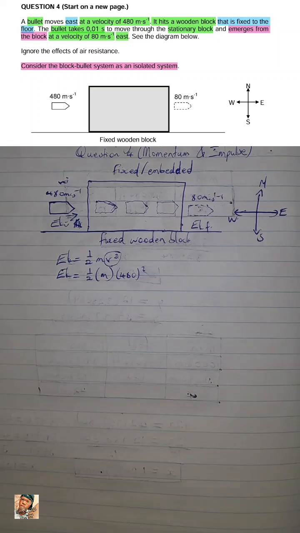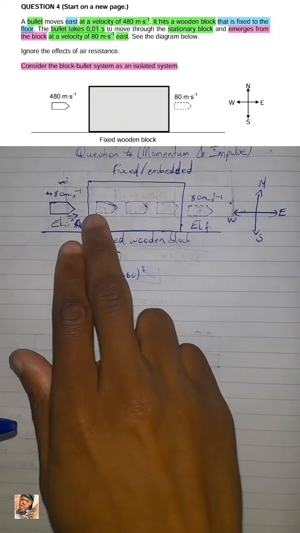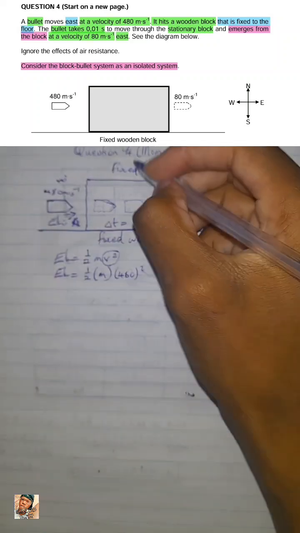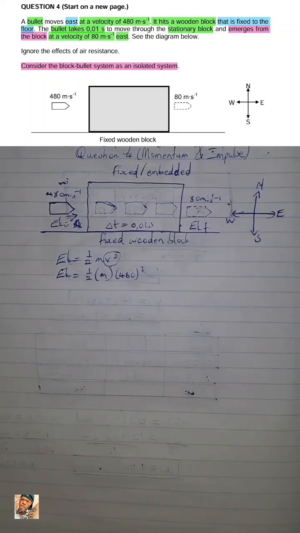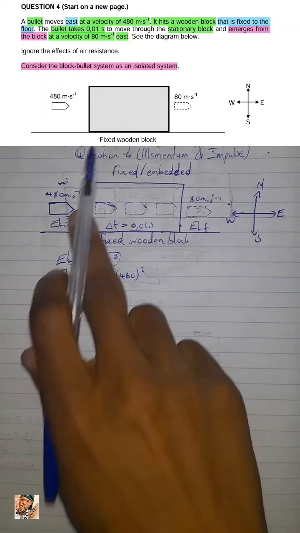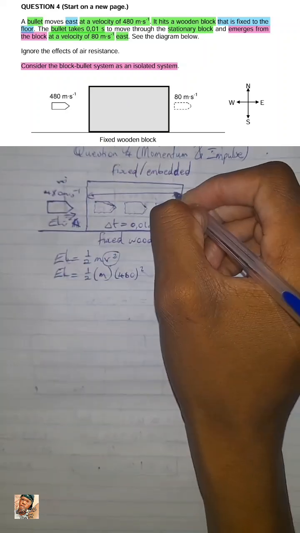Right. So now that you understand that part, they're also saying the bullet takes 0.01 seconds to move through the stationary block. So this bullet is going to go through the block, but it's going to spend 0.01 seconds. So the time that the bullet is going to spend through the block is 0.01 seconds. I hope that we're still on the same page with that, right? I don't know how long the wooden block is. Maybe we're going to need to know its length.